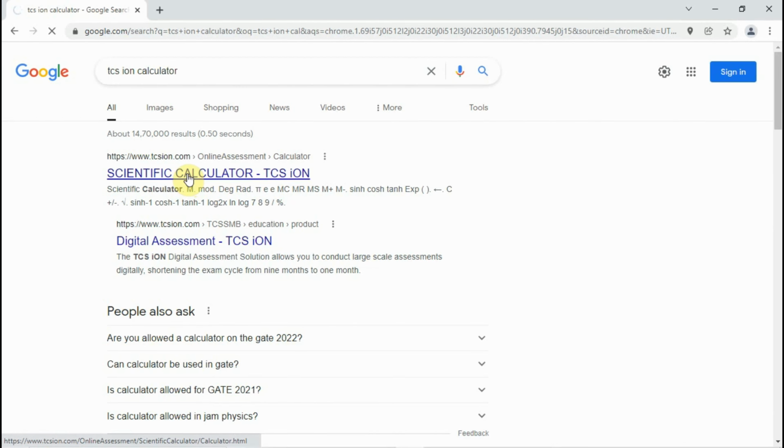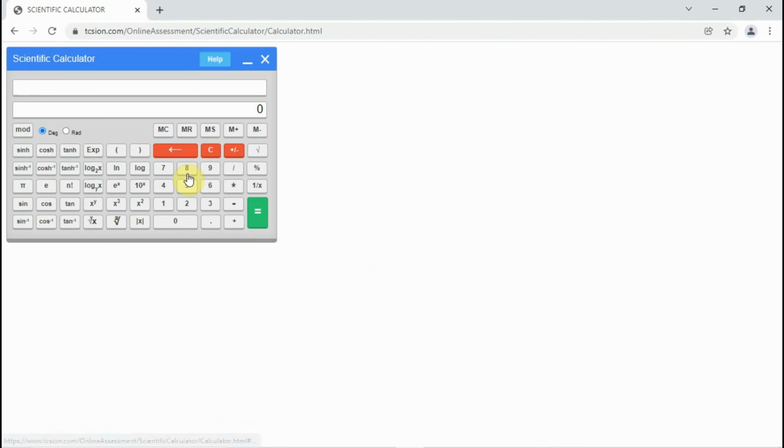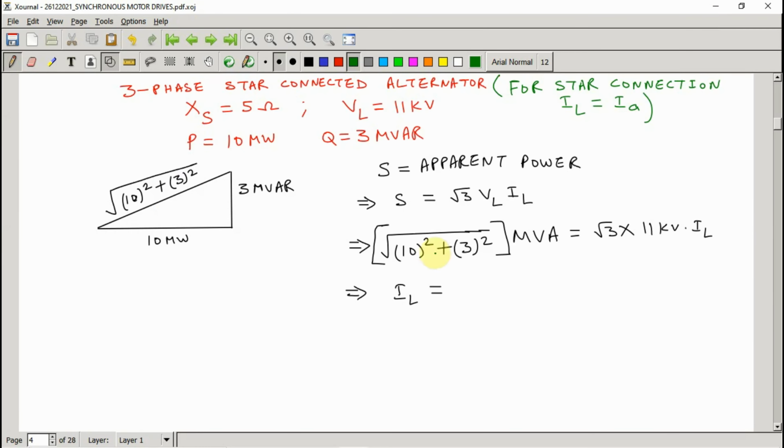So let us calculate the square root of 10 square is 100 plus 9, 109. I have to take the square root of this. So it is 10.44, isn't it? 10.44 MVA actually. So this thing is your 10.44 into 10 to the power 6, divided by root 3 multiplied by 11 into 10 to the power 3.